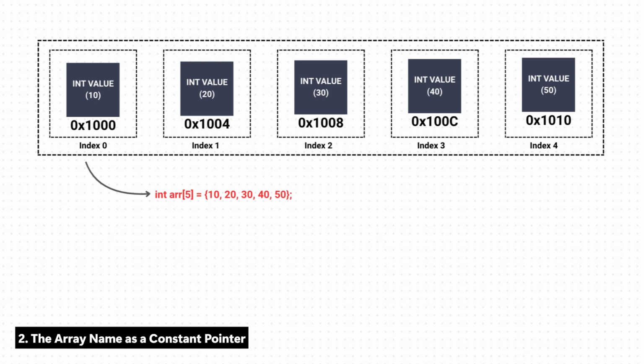Two. The array name as a constant pointer. When you declare an array, the array name itself acts as a special type of pointer.